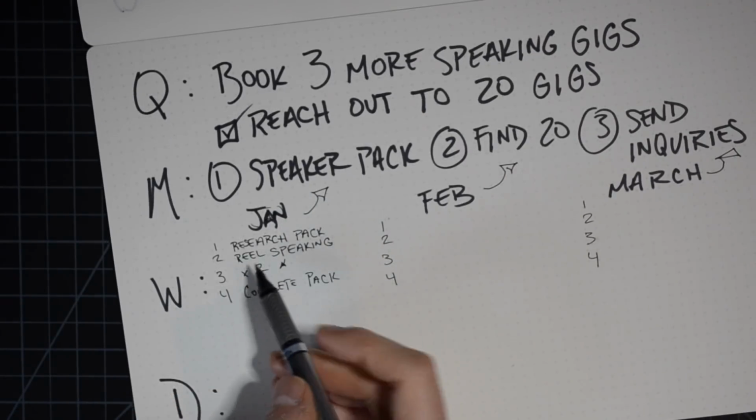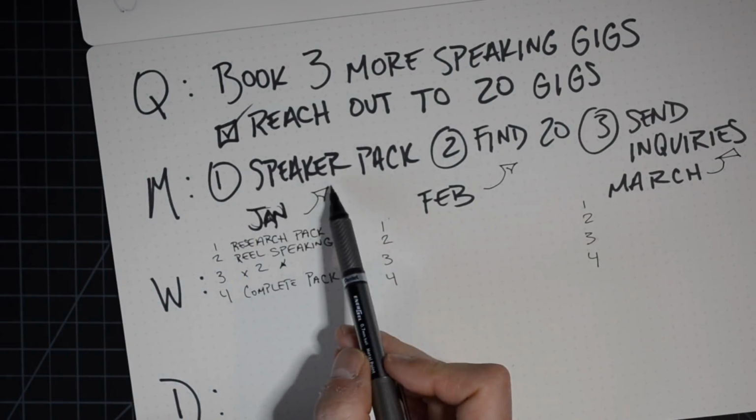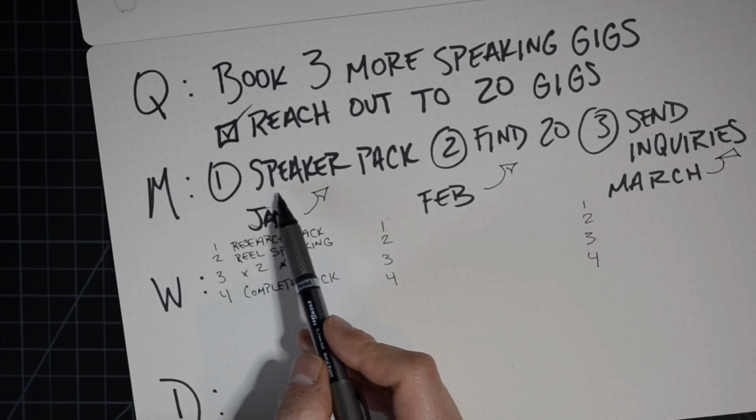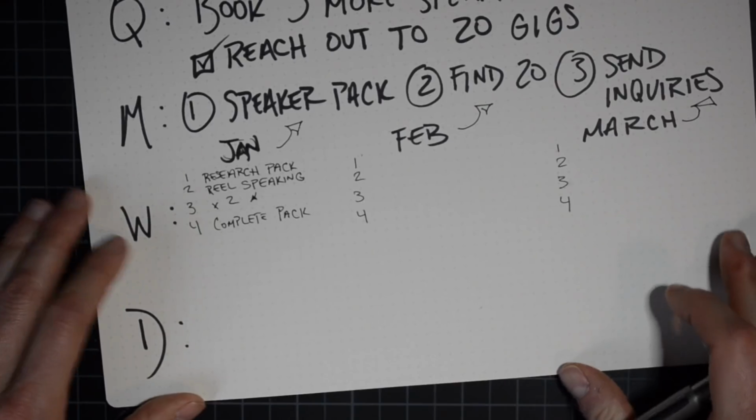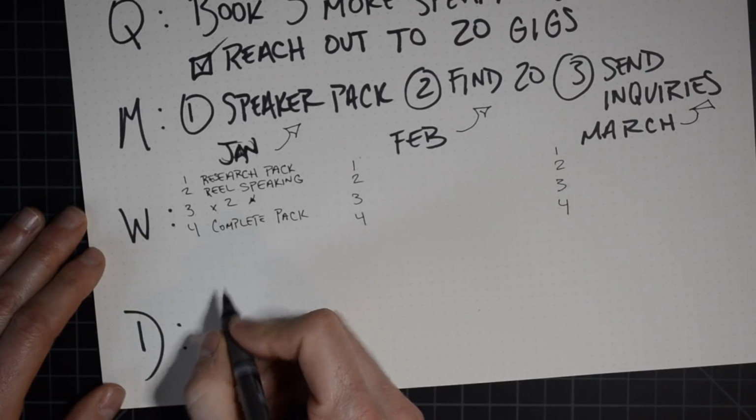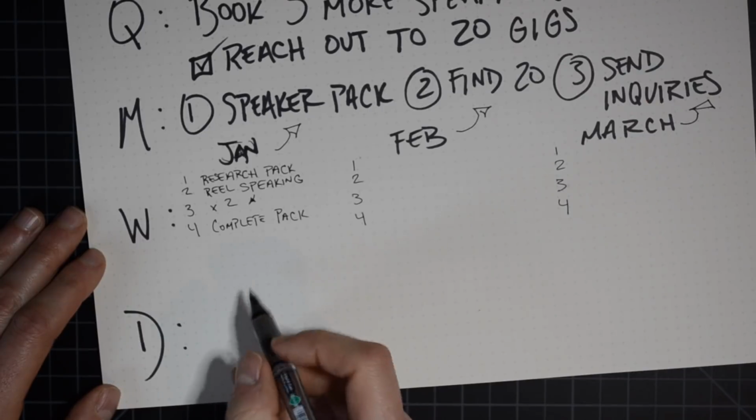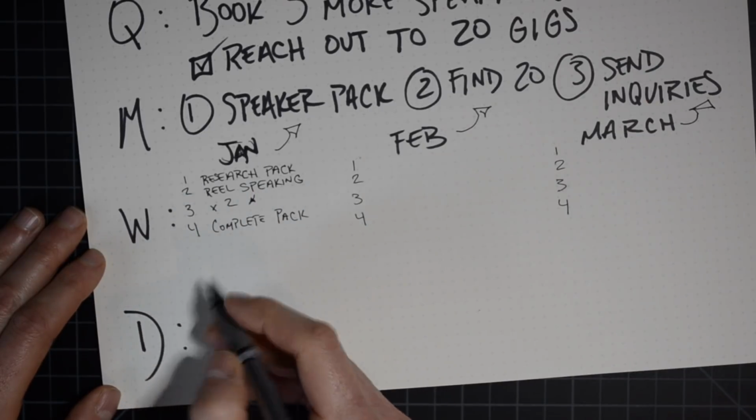So you can see if I am able to do each of these deliverables each week, then I'm going to be able to reach that monthly milestone of having the speaker pack completed. So now let's talk about it on a daily basis. What kind of time do I need to allot every single day in order to reach these deliverables each week?